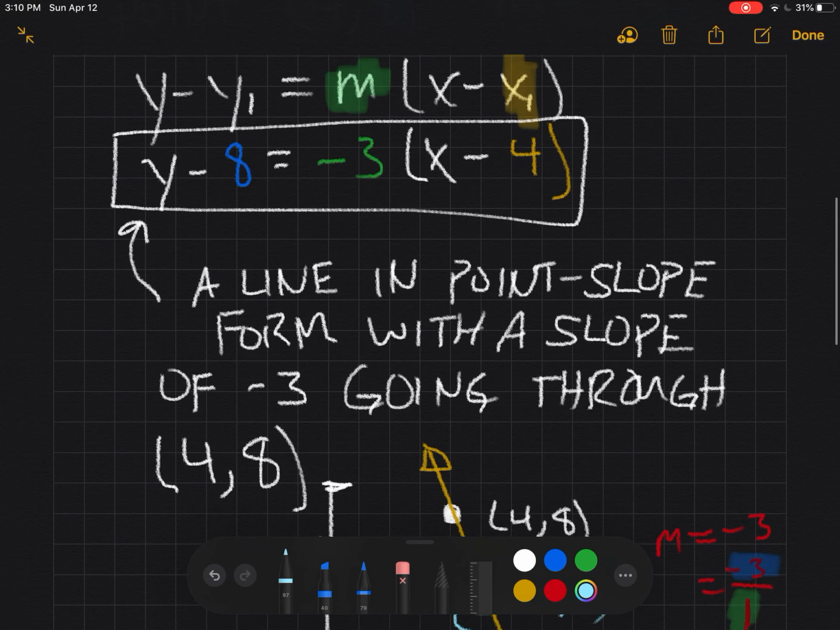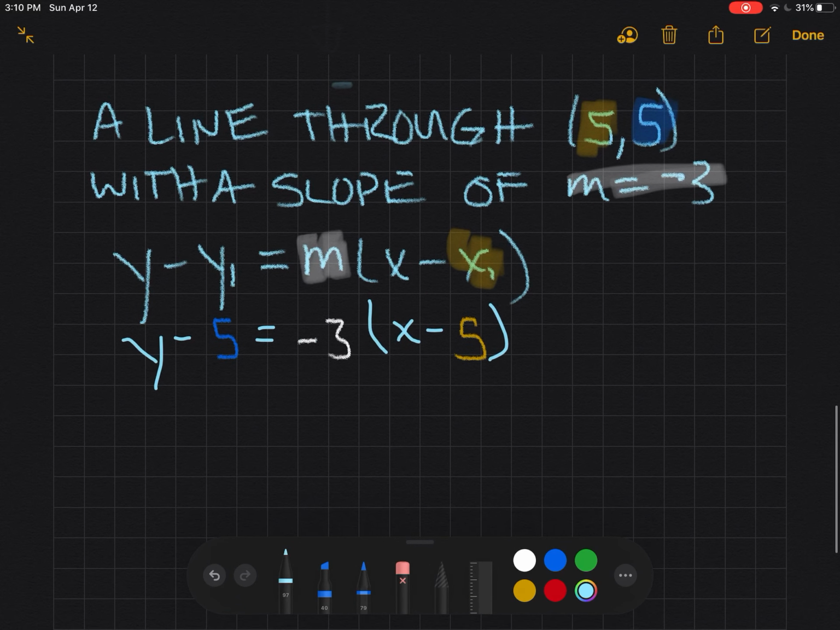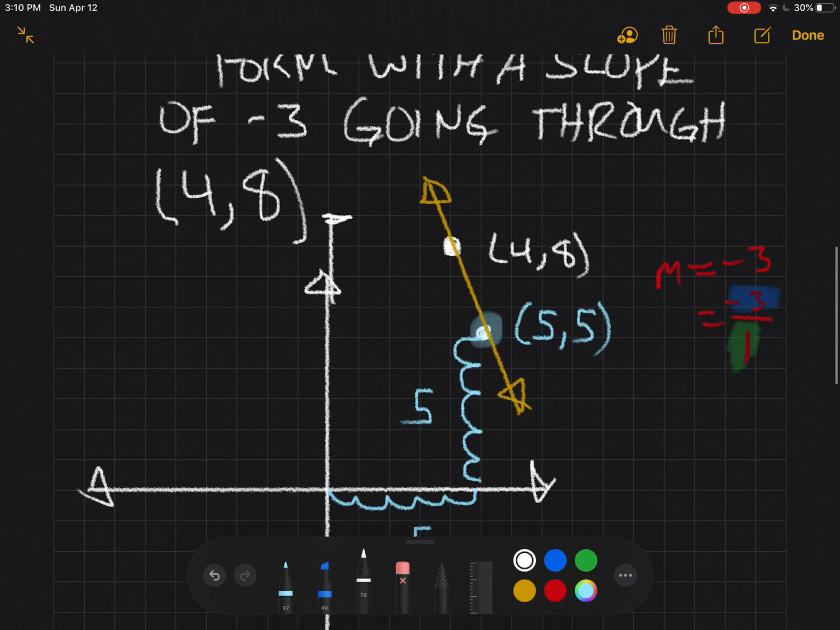So what's interesting about this is now we have two equations for the same exact line, right? These are two equations and they look different. We have y minus 8 is equal to -3 times x minus 4. And we have y minus 5 is equal to -3 times x minus 5. They look different, but they're for the same line. And it turns out if we simplify these in a particular way, they're going to become the exact same answer.